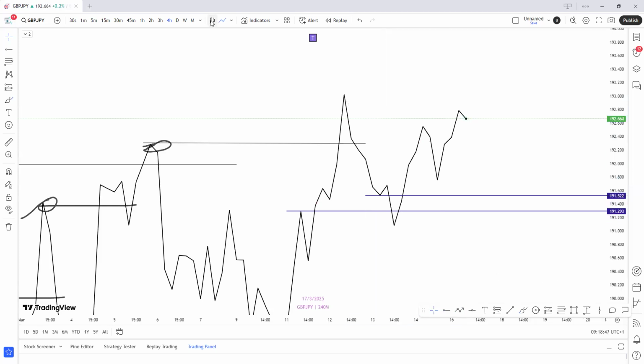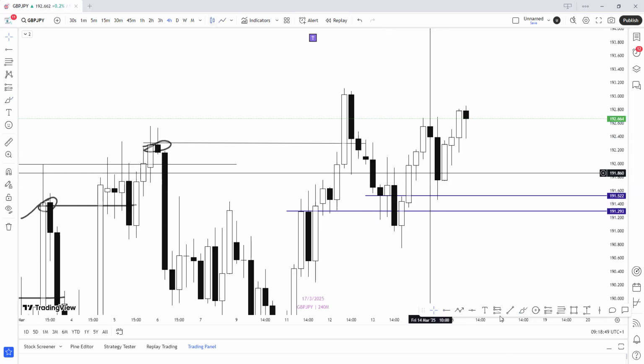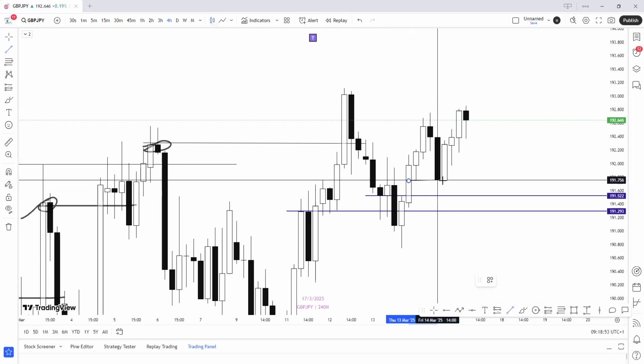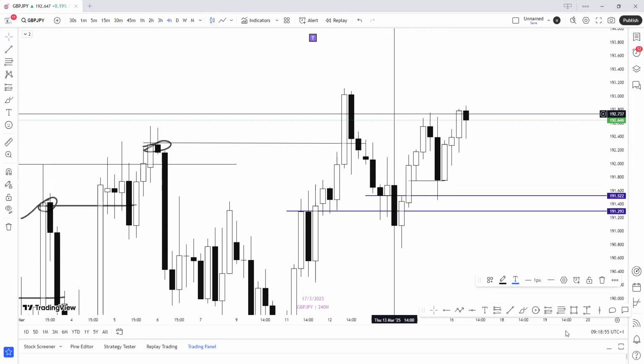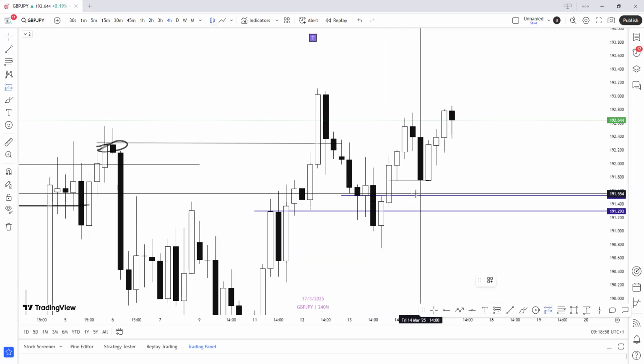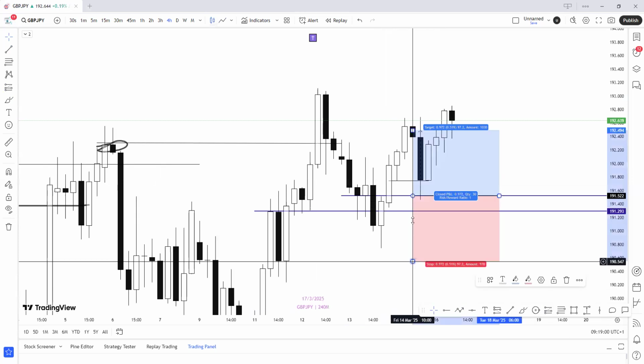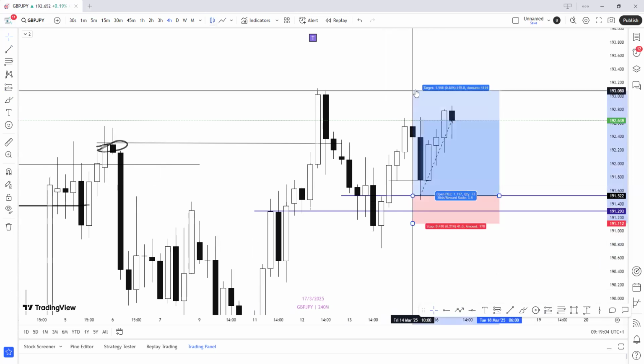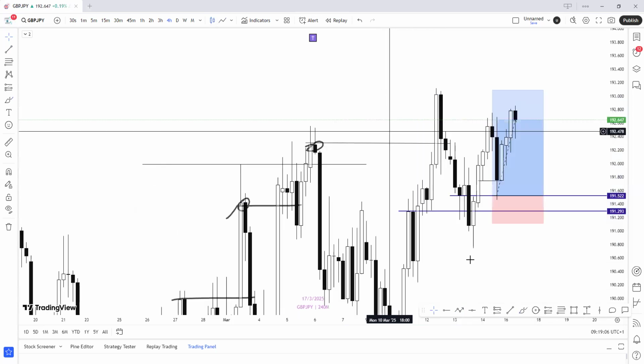Is there liquidity? Always ask the question, is there liquidity? There's liquidity. Where is your liquidity? Right here. And that's my trade. And I'm targeting the external again. And this promises to be another 4-hour setup.